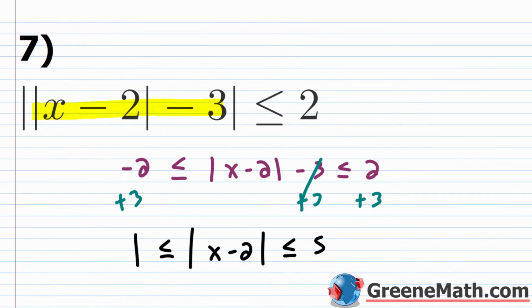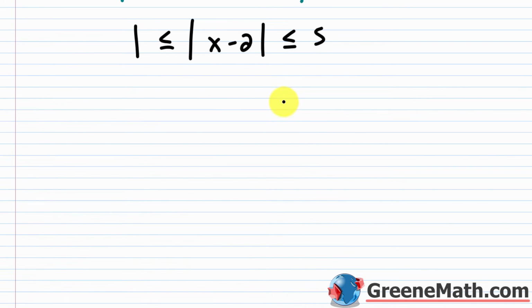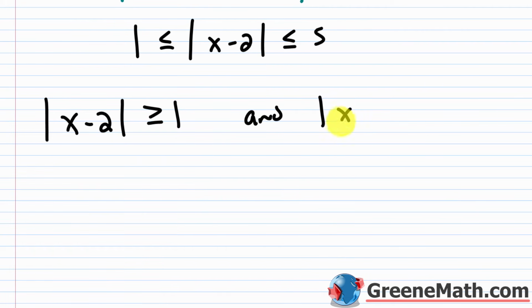Okay, so what I'm going to do now is split this up using my keyword and. So I'm going to say that the absolute value of x minus 2 is greater than or equal to 1. Then I'm going to say and the absolute value of x minus 2 is less than or equal to 5.